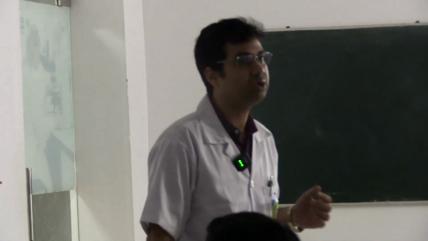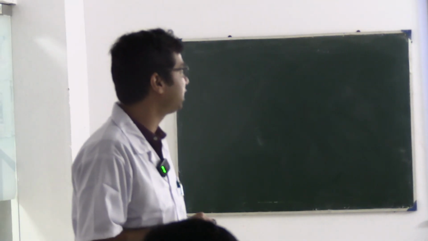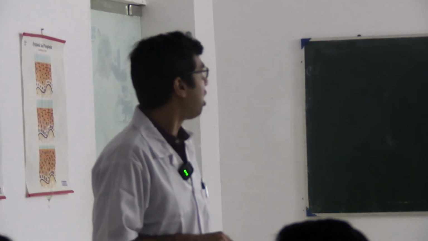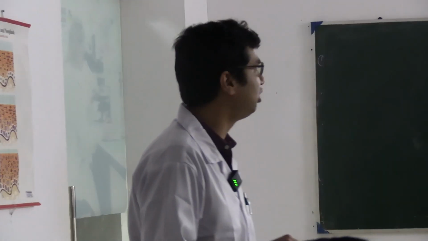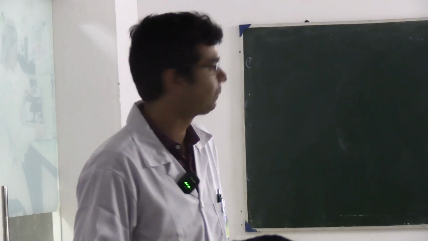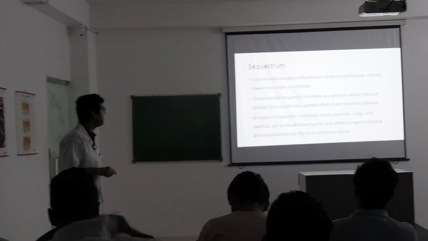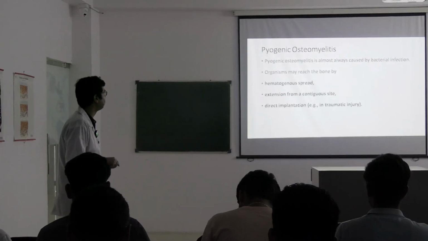So what is sequestrum? Before we know sequestrum, we have to know about osteomyelitis. Osteomyelitis denotes inflammation of the bone and marrow, virtually always secondary to infection. Osteomyelitis frequently manifests as a primary solitary cause of disease but can also be a complication of any systemic infection. All types of organisms, including virus, parasites, fungi, and bacteria, can produce osteomyelitis. But most common are certain pyogenic bacteria and mycobacteria.